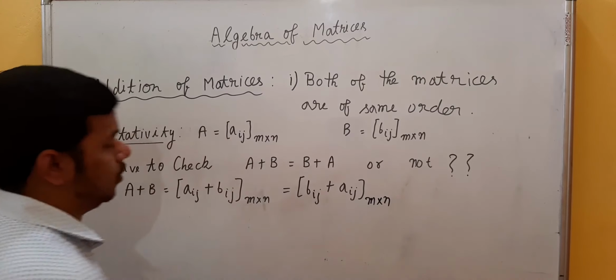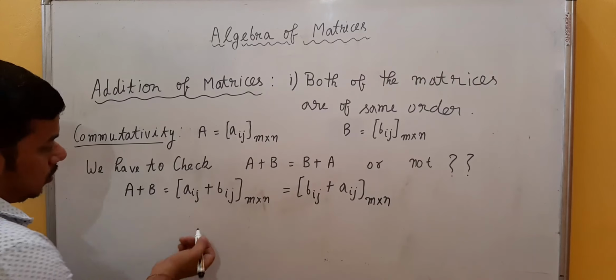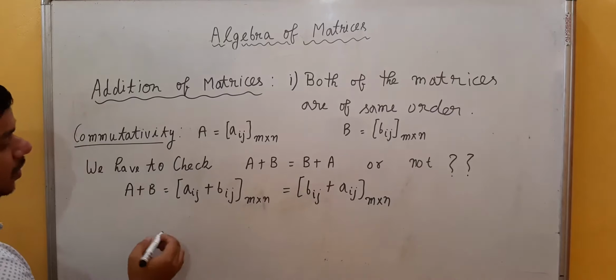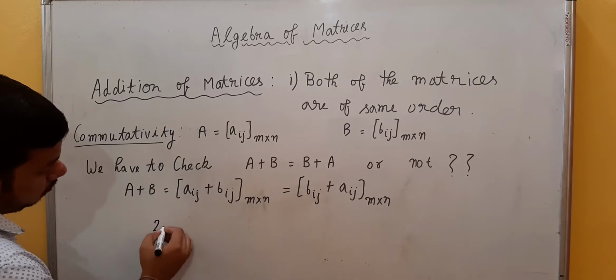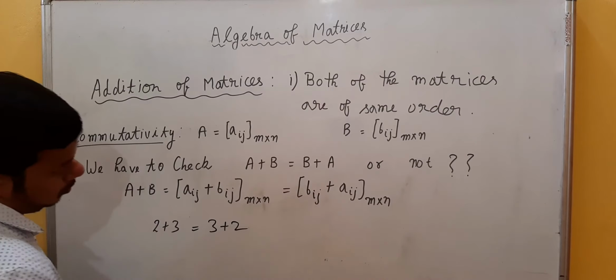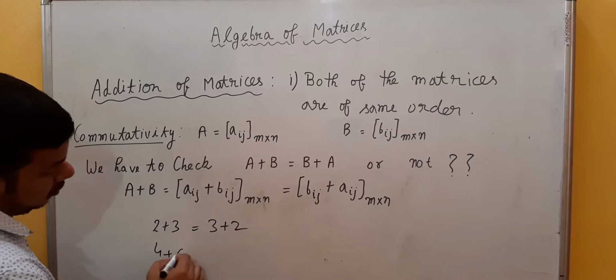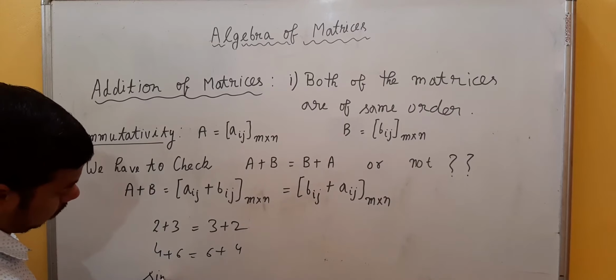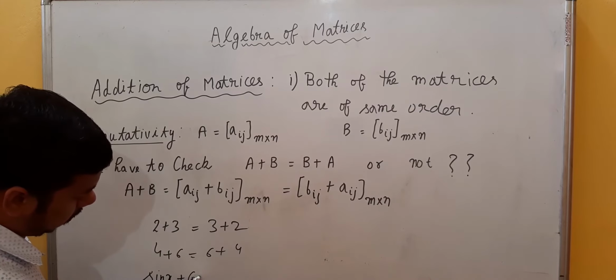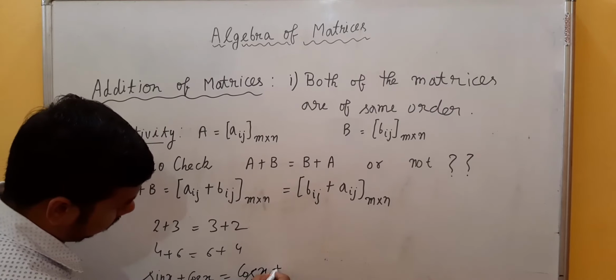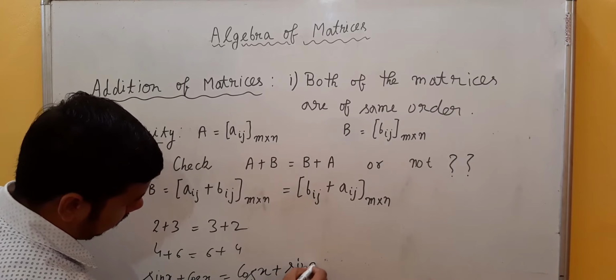Okay. Now suppose, how can I write this expression into this expression? See, Aij and Bij are numbers. Suppose Aij, Bij 2 plus 3. It can also be written as 3 plus 2. Right? 4 plus 6. It can also be written as 6 plus 4. For functions, suppose I have sin x plus cos x. Then I can also write cos x plus sin x.